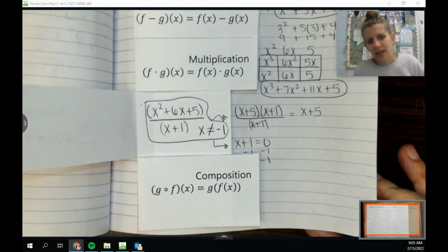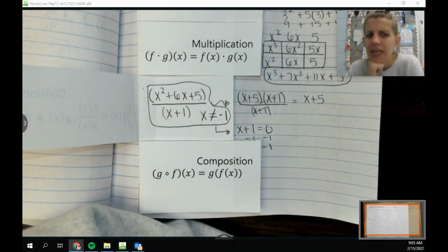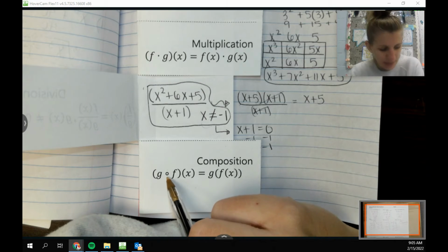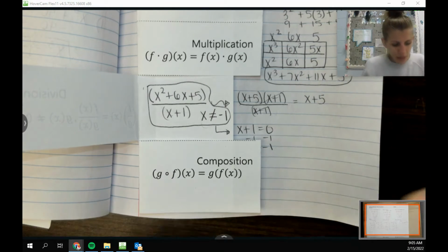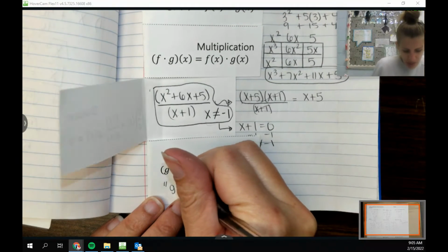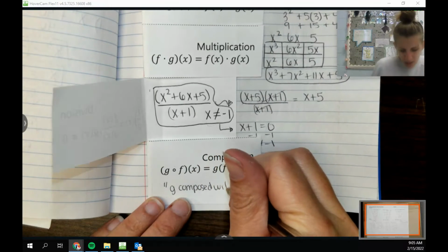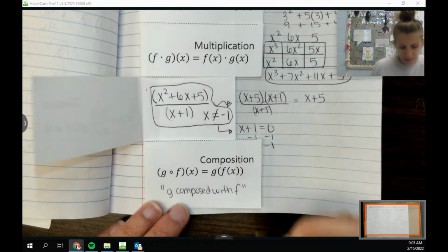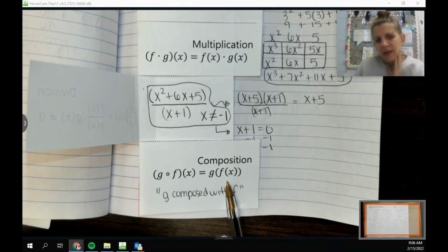And then the last one we have here is composition. So composition of a function is kind of unique. It looks a little bit like multiplication, but it's an open circle rather than a dot. The way that we say this is g composed with f. And this is one way to write it, but this is the other way to write it.